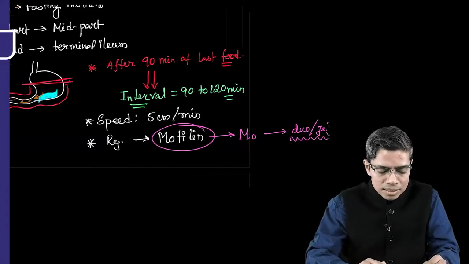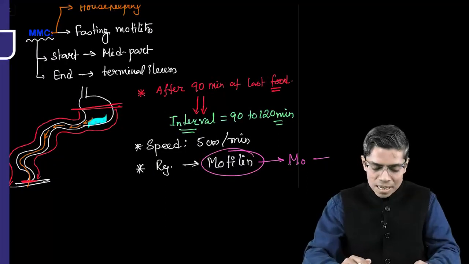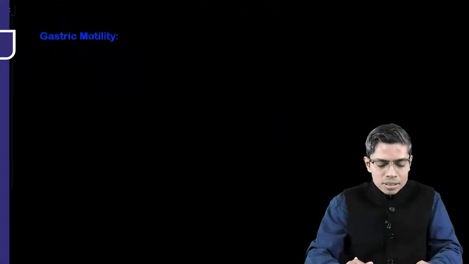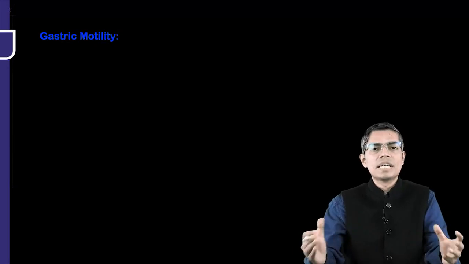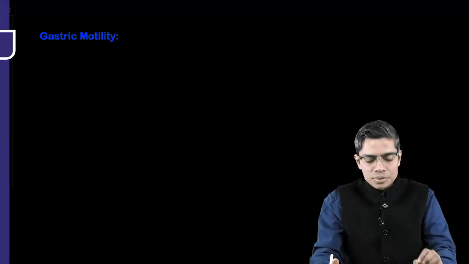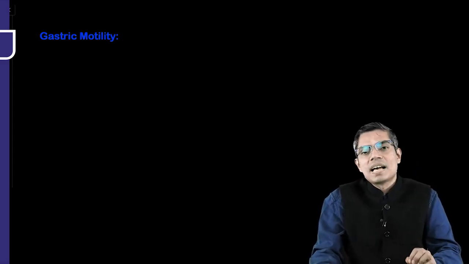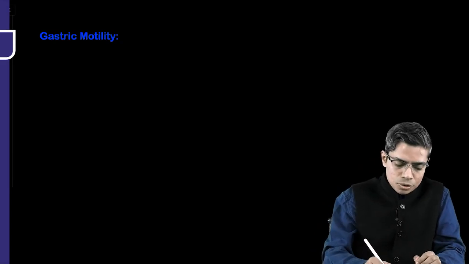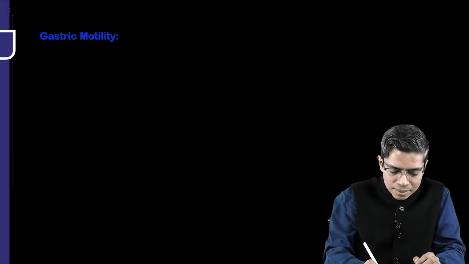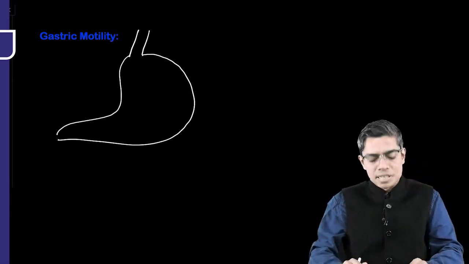So this is all about the fasting motility, or MMC, right? Now we have discussed the overall major motility of the GIT. Lastly, you have to read certain information about motility of the stomach, or gastric motility. At the proximal part of the stomach, there are two major motility types.